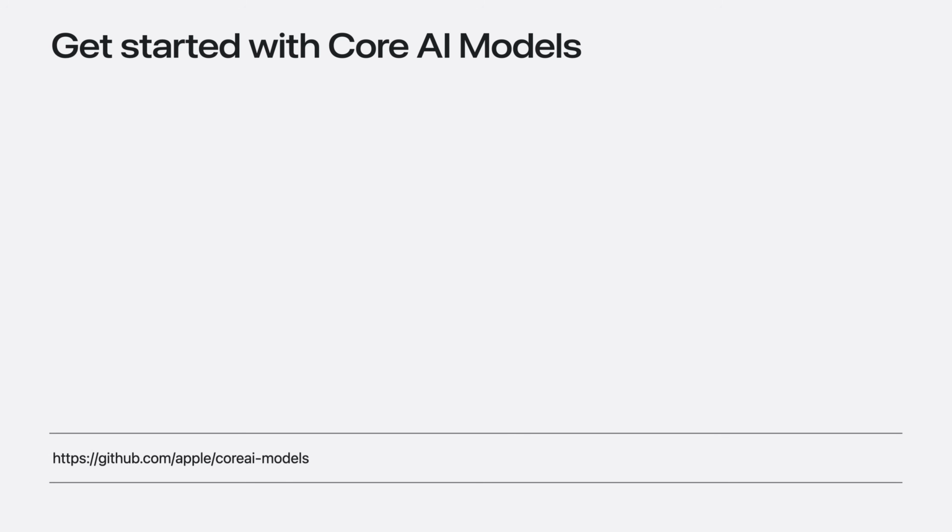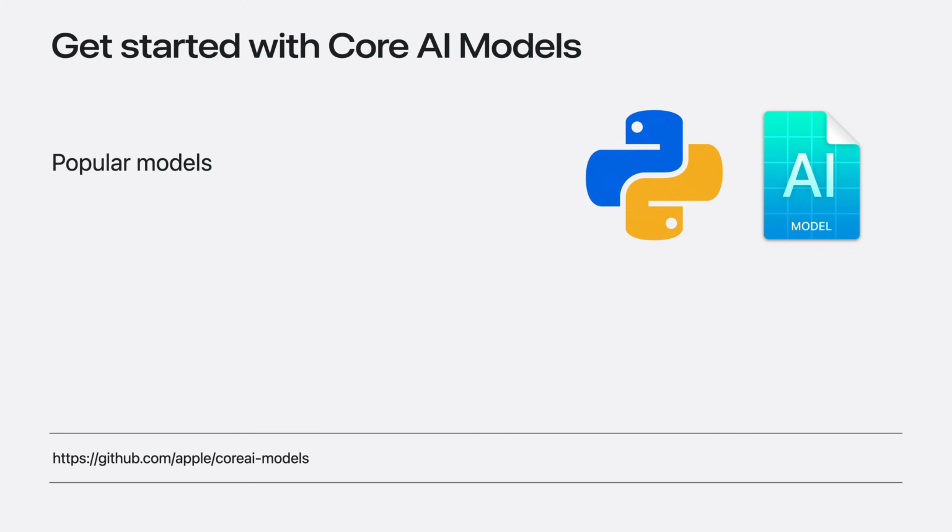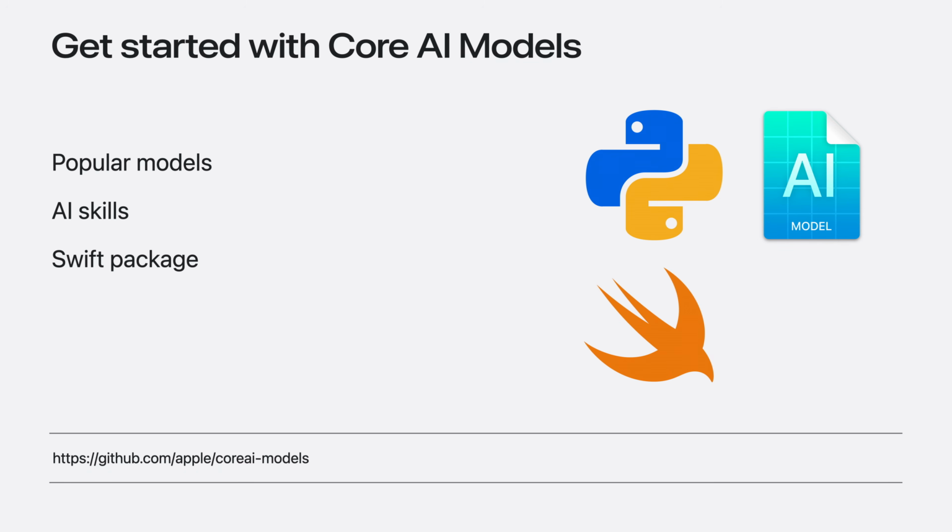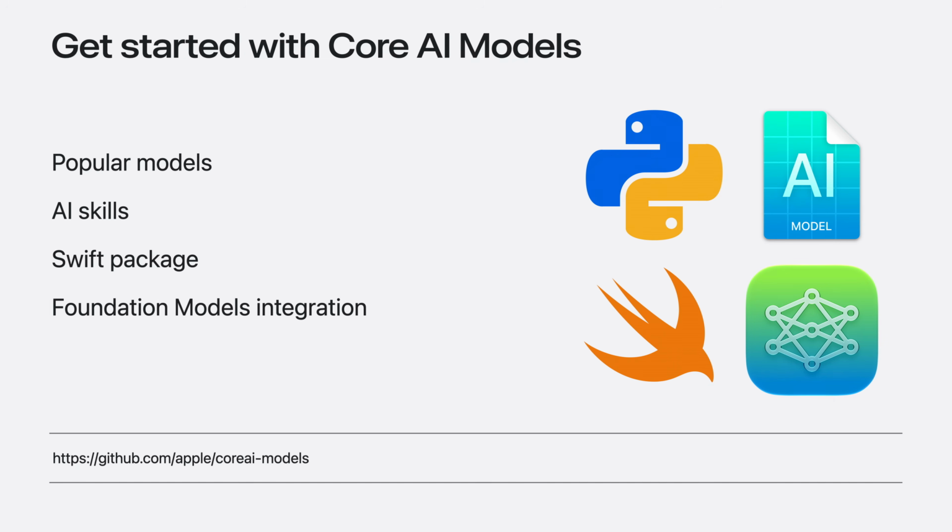Whether you're just getting started or diving deep, the Core AI Models repository is a great place to find what you need. It has a collection of popular models, each just a single command away from being converted and optimized for your app. AI skills that are experts in Core AI model authoring, optimization, and conversion, and a Swift package with libraries for specific families of models that give you higher level APIs that already have many of those low level inference optimizations built in. It also provides an API for creating a Core AI language model, which plugs right into the Foundation Models framework, letting you bring your own custom models and token sampling strategies.